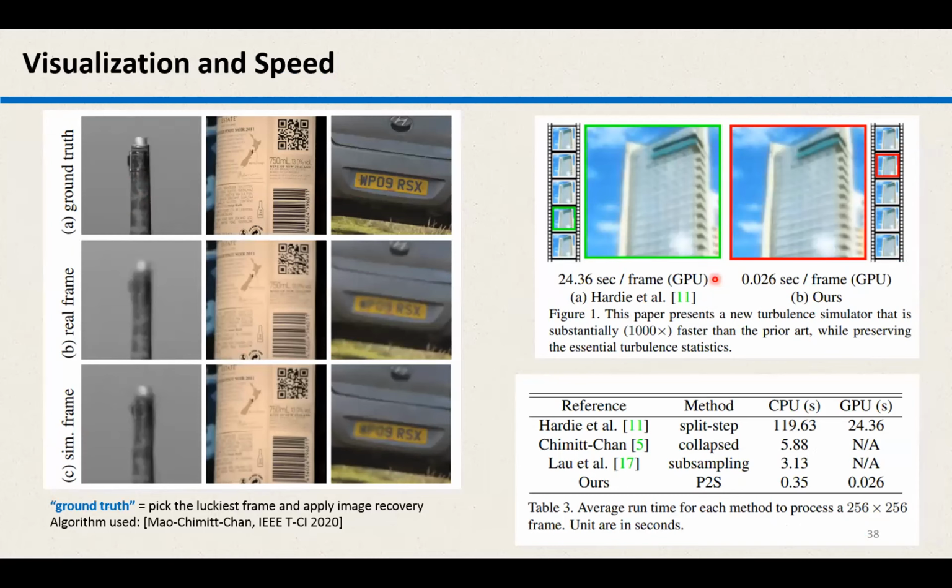Here is a snapshot of our results on GPU using the split-step gold standard method. It takes about 24 seconds per frame, and then using the version 2 simulator, we're going down to 0.026 seconds per frame. To just give you an idea, if you want to synthesize a data set that contains 1,000 video sequences, each sequence contains 100 images, the gold standard simulator will take you about a month to generate. This simulator will take you less than an hour to synthesize the same size of the data set.